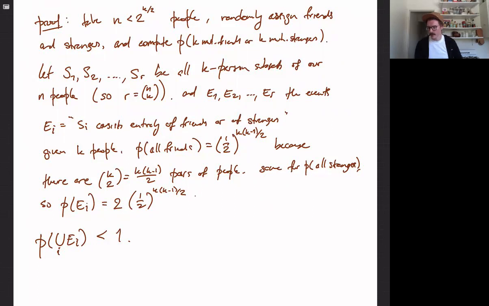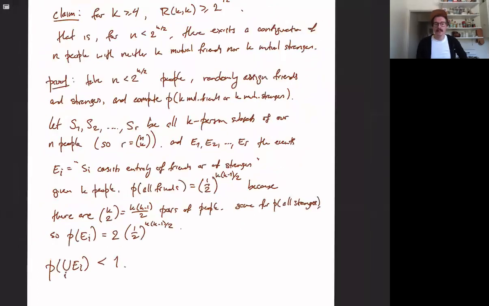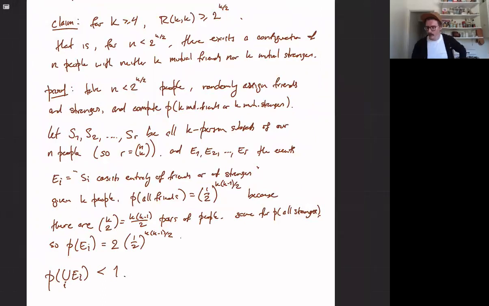So let me explain this goal for a second. Let's take stock of where we're at. We want to show that for this n people we've chosen, there exists a configuration with neither k mutual friends nor k mutual strangers. So that is the same as saying the probability of getting k mutual friends or k mutual strangers is strictly smaller than 1.